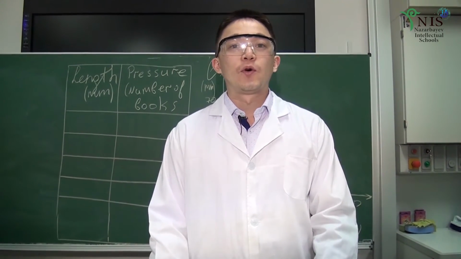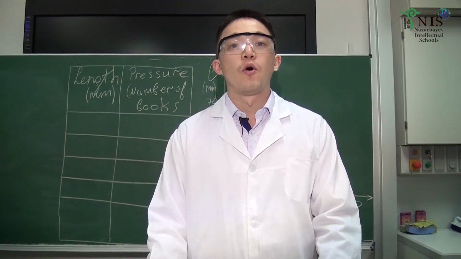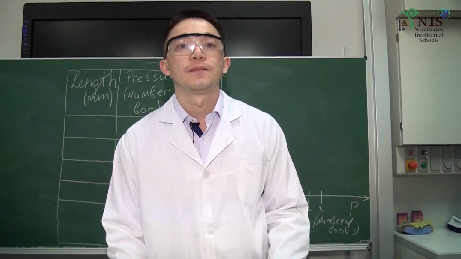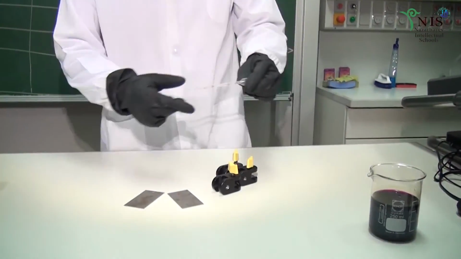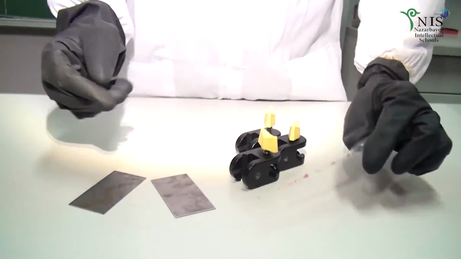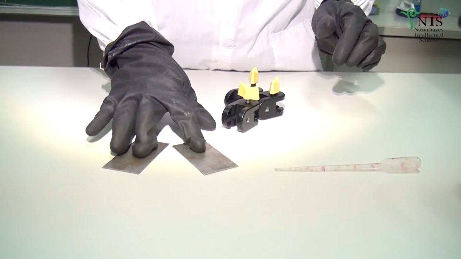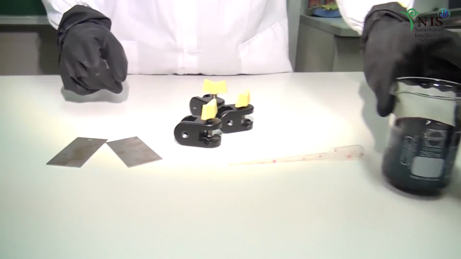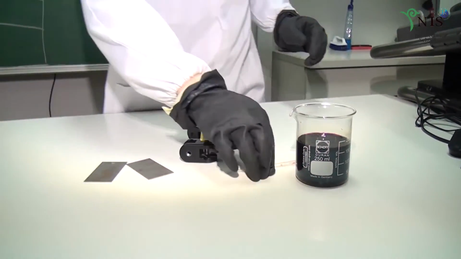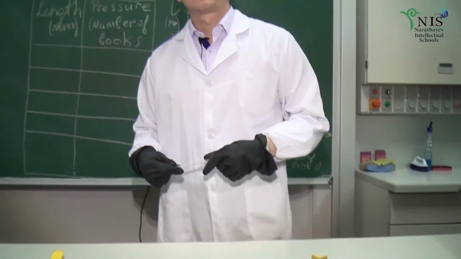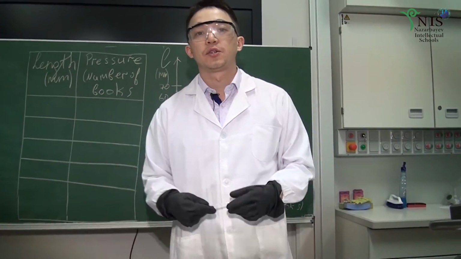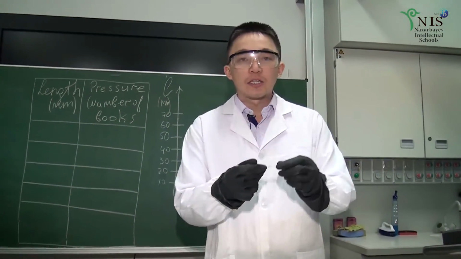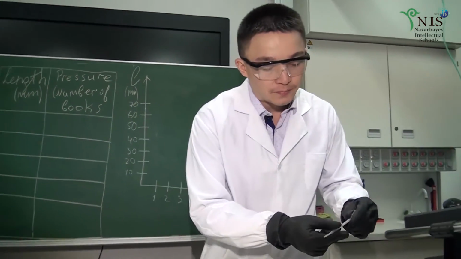As for the Boyle-Mariotte law, or in other words, the isothermal process, I will need the following equipment. I will use a pipette, 2 iron plates, 3 screw clippers, and colored water. The isothermal process is a relation between pressure and volume. Therefore, first of all, I will fill this pipette with the colored water.